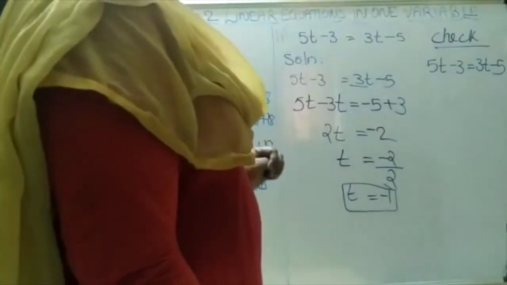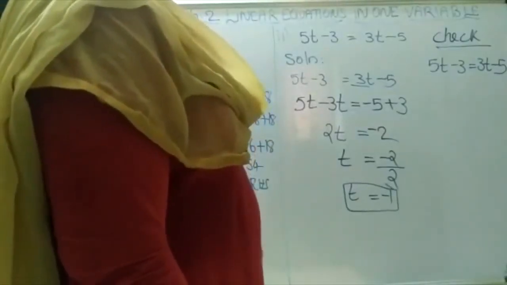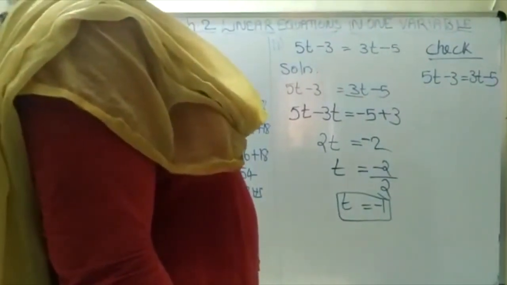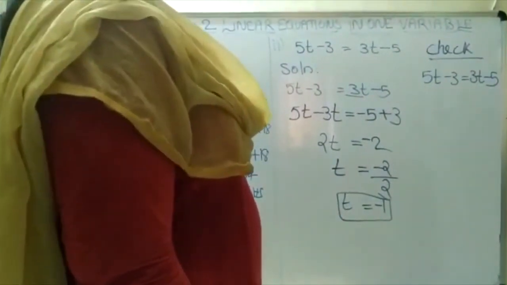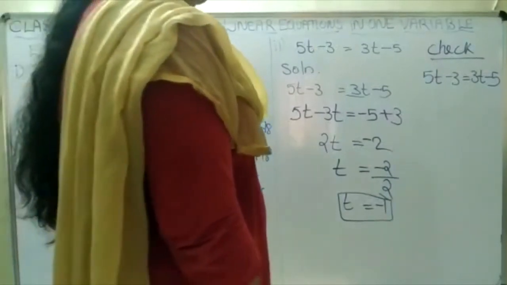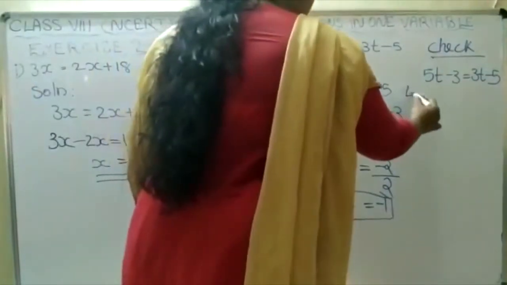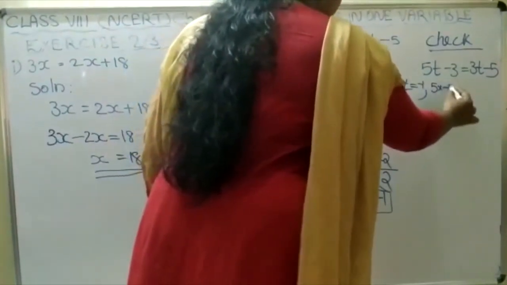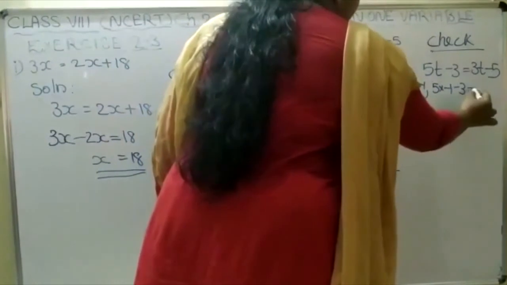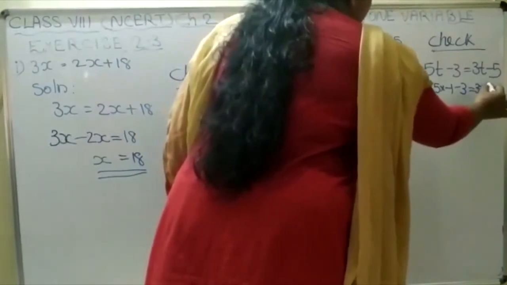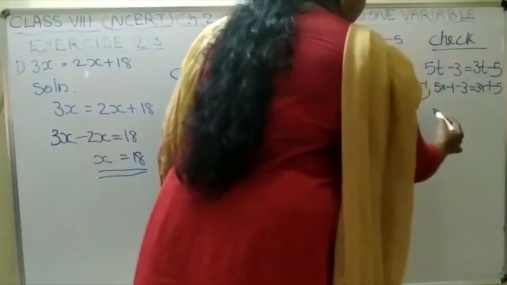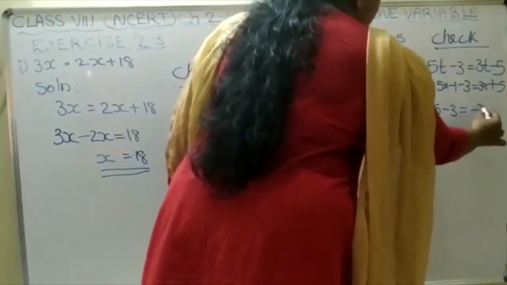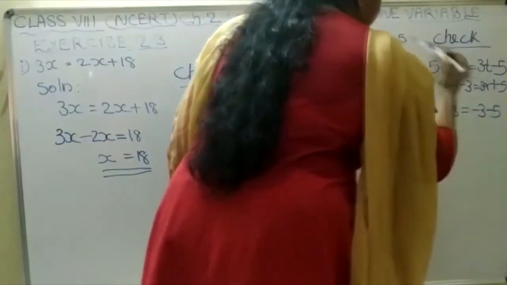Now the next part is to check the solution, whether the value t equal to minus 1 satisfies the equation or not. For that we substitute the value t equal to minus 1 in the given equation. That is 5 into minus 1 minus 3 equal to 3 into minus 1 minus 5. That is minus 5 minus 3 equal to minus 3 minus 5.